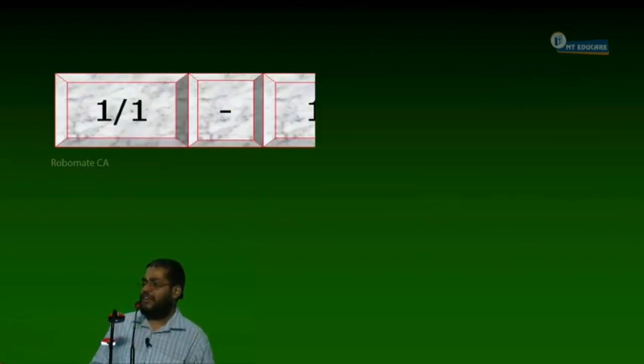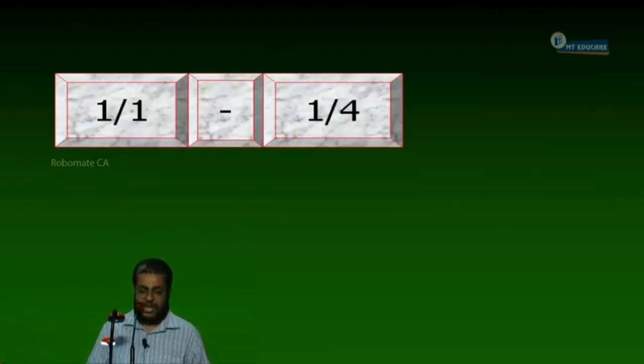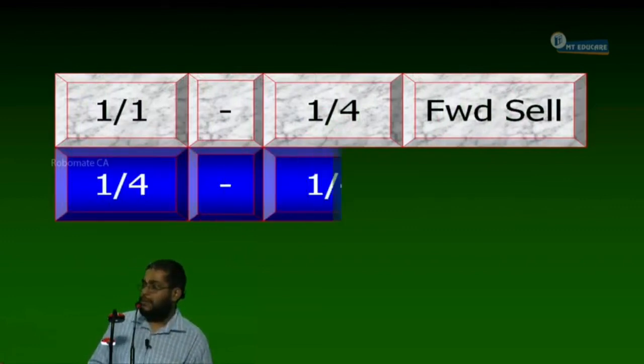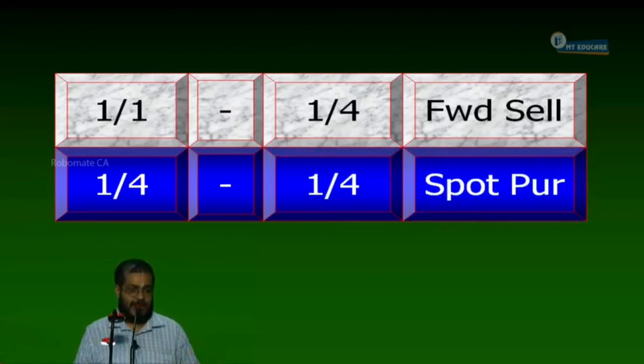On 1st January, I went to the bank for a transaction on 1st April for a forward sell. How to cancel this on 1/4? Spot purchase. These are the 12 transactions that happen in a forward disposal.